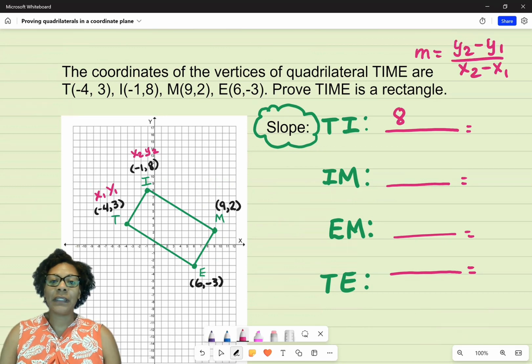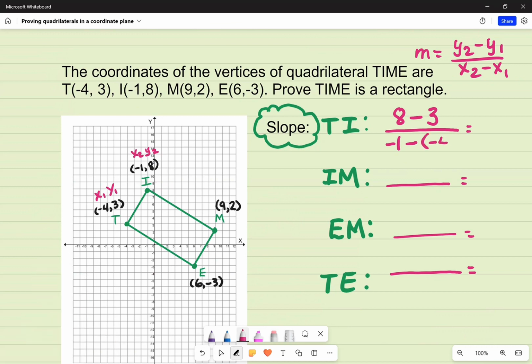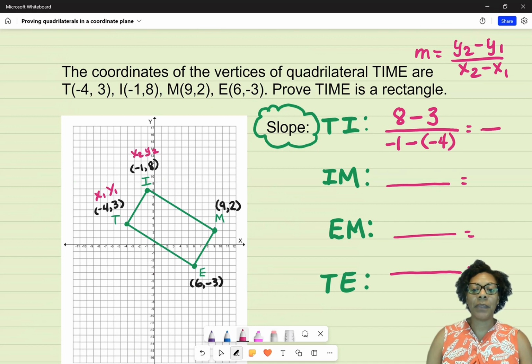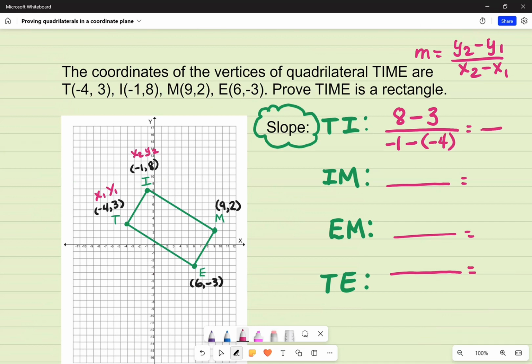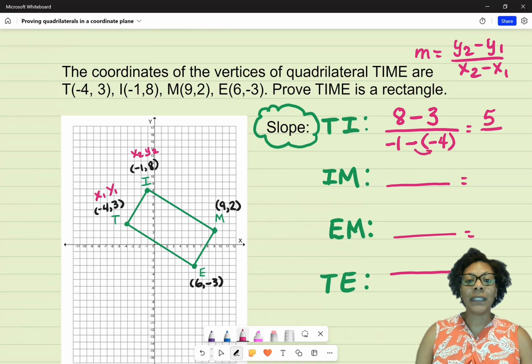So now I will simply substitute in for my y sub 2, but my formula says subtract, so I'm subtracting 3. And then for x sub 2, I am going to subtract a negative number, so pay attention to those details. When I do that, now all I have to do is simplify. 8 minus 3. And now I have to recognize that I have a negative times a negative, which is going to turn into a positive. So negative 1 plus 4 is 3.